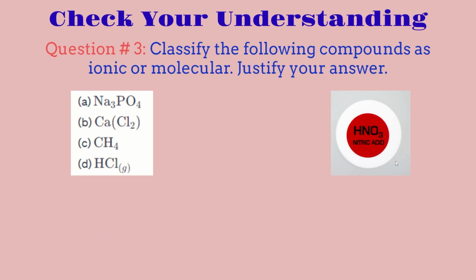For question number 3, we need to classify the following compounds as ionic or molecular and justify your answer. Here on the left in this picture we can see there are many different compounds, and all we need to do is classify if it's ionic or molecular. For the first one there is Na3PO4, for the second one we have CaCl2, for the third one we have CH4, and for the last one we have HCl. Once again, feel free to pause the video and try to solve it by yourself.